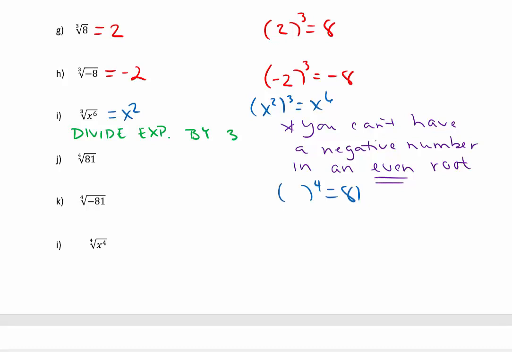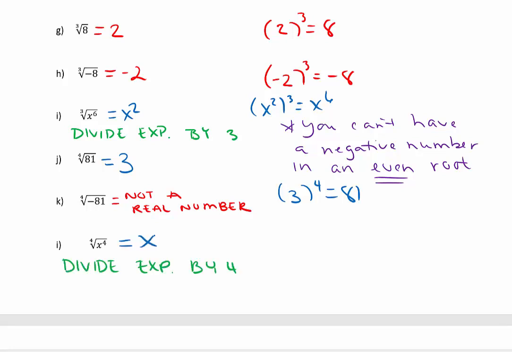Fourth roots are similar. What to the 4th power is 81? You might have to use a little bit of trial and error. It's fine to use a calculator here as well. But the answer is 3, because 3 to the 4th is 81. Now, what to the 4th power is -81? Well, you can't have a negative number inside an even root, and so that would include fourth roots. Just like when we were talking about square roots, we can't have a negative inside a fourth root.